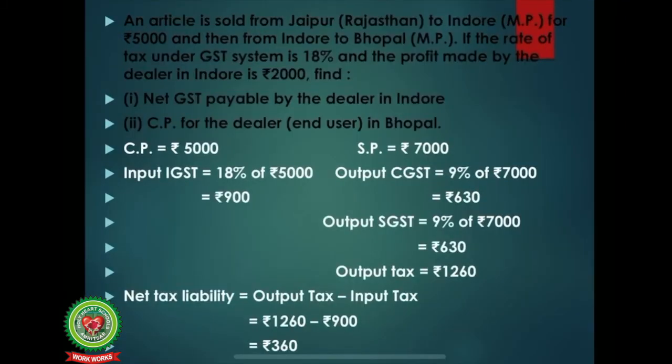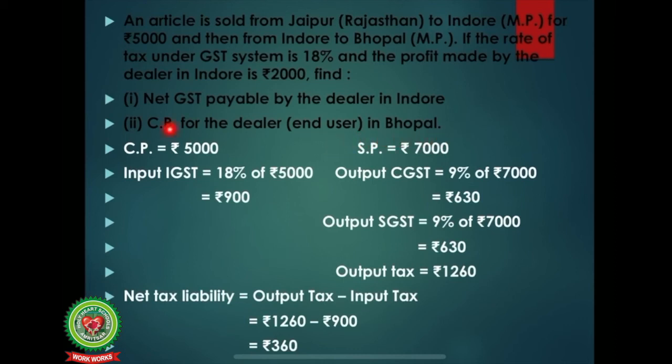So the next example is an article is sold from Jaipur, Rajasthan to Indore, MP for rupees 5,000, and then from Indore to Bhopal, which is in MP. If the rate of tax under GST is 18% and the profit made by the dealer in Indore is rupees 2,000, find number 1, net GST payable by the dealer in Indore. Number 2, CP for the dealer who is the end user in Bhopal.